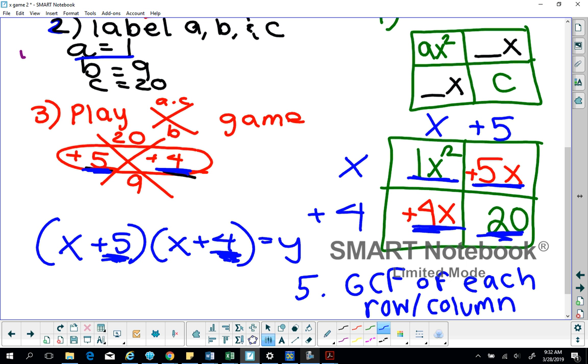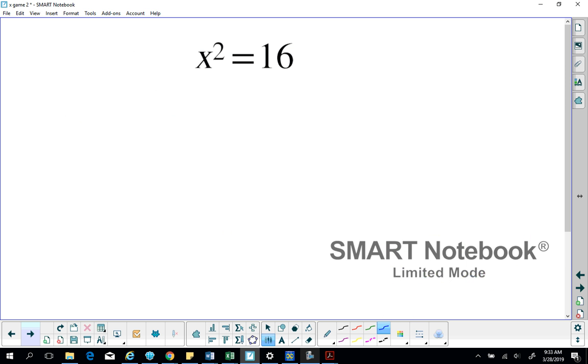Does that make sense? Okay, let's go to the next example. So draw a line. And now we're going to try this one right here. X squared equals 16. So step 1 is everything on one side. How do I get 16 to the other side? Subtract it, right? And then I just rewrite it: x squared minus 16 equals y.